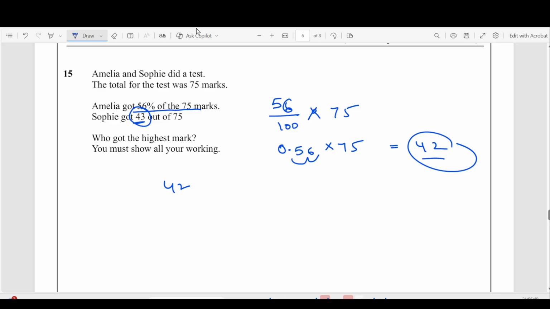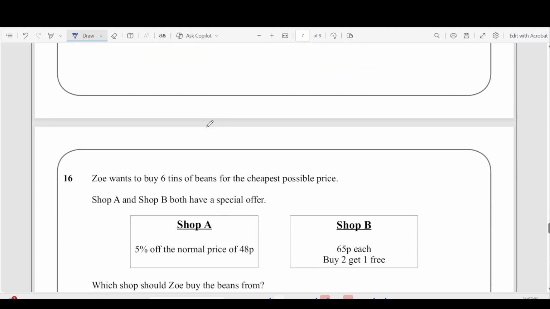I can't hear you. I said Amelia got 42 and Sophie got 43, but you said Amelia's marks are highest, right? I mixed them up. Yeah, you got the correct answer, but you just said it the wrong way. Okay.